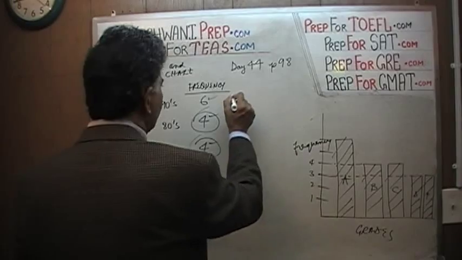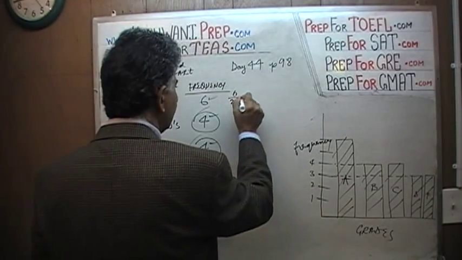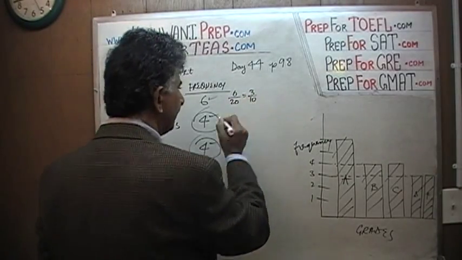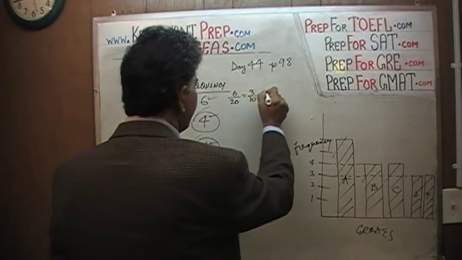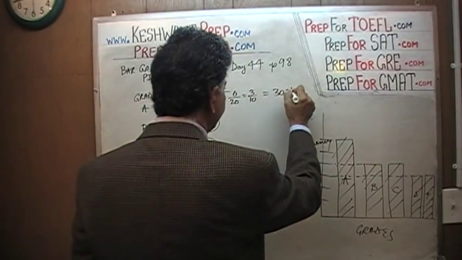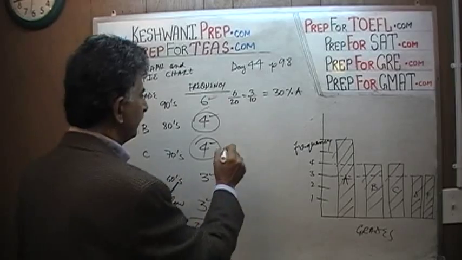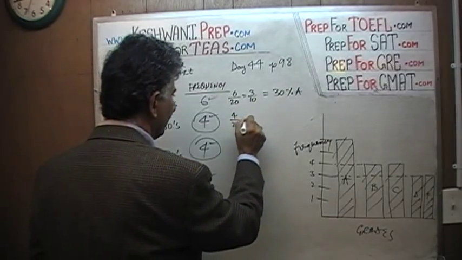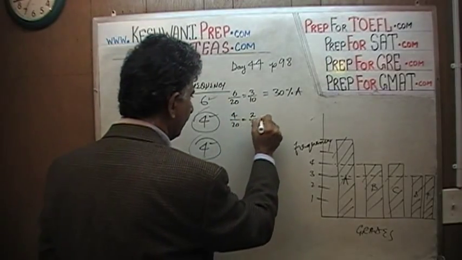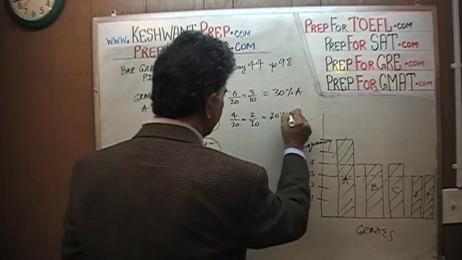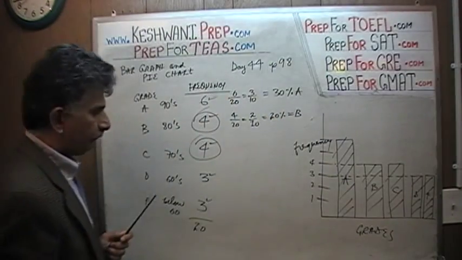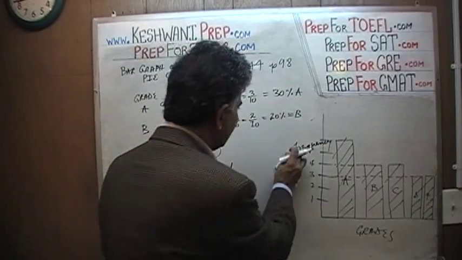So the first one is going to be 6 out of 20. 6 out of 20 is the same as 3 out of 10. So it looks like A's are 30%. B's are going to be 4 out of 20, which is the same as 2 out of 10, which is 20%, which is B. Let me erase this word here.